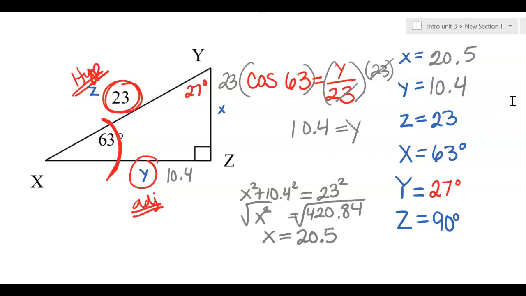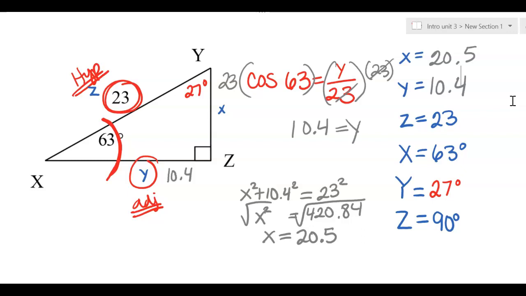So like 90 is our largest angle, is 23 our biggest side? 10.4 and 20.5, yes, okay. 27 is our smallest angle, is 10.4 our smallest side? Yes, so at least it seems like I didn't do something horribly wrong, right? You could go back through your steps, obviously, and check that way too, but at least it gives you something to look at. And then I just want to touch on two things.